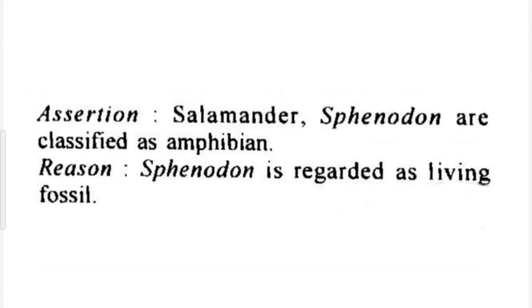Assertion. Salamander, Sphenodon are classified as amphibian. Reason. Sphenodon is regarded as living fossil. Right answer is option D. If assertion is false, but reason is true. Assertion is false because salamander is an amphibian and Sphenodon is a reptile. And reason is true, that is Sphenodon is a living fossil.